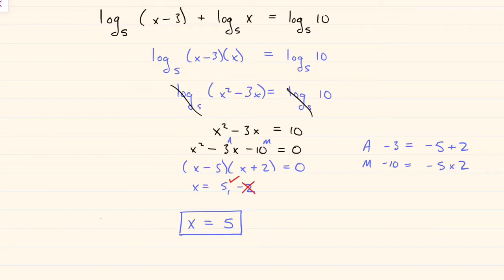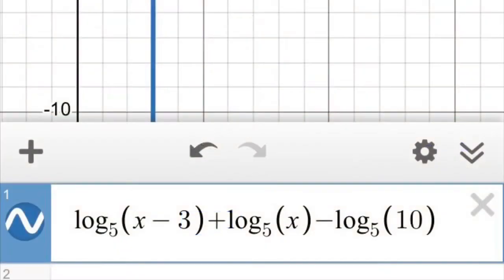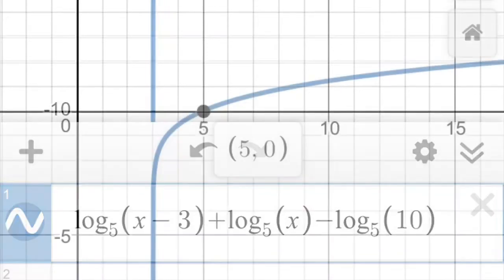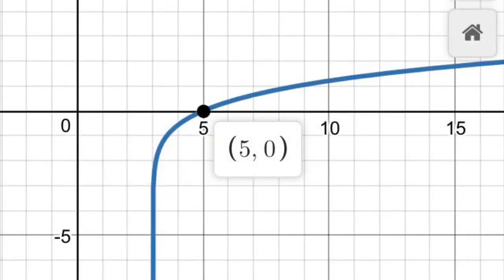Another way to check your solution is to graph it and find zeros. So I'm going to bring the log base 5 of 10 over to the left-hand side, and then I'm going to graph this on Desmos. So I'm graphing log base 5 of x minus 3 plus log base 5 of x minus log base 5 of 10. And then the only zero is 5. On a graph, extraneous roots never show up. An extraneous root is something that only occurs algebraically. So when you graph it and solve it, it's a great way to check, because the only solution is the one that you should be left with after finding extraneous roots.